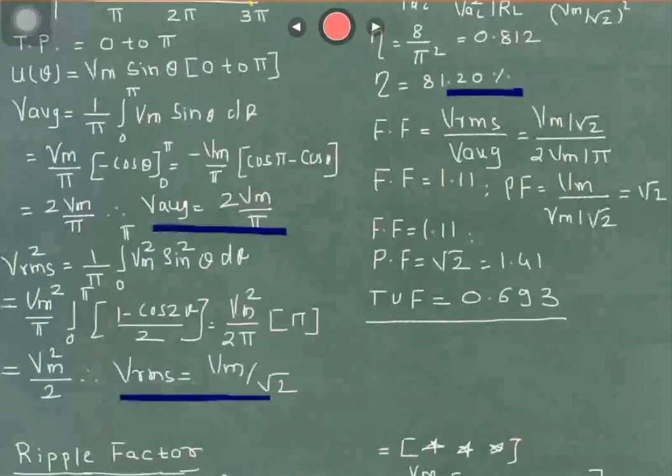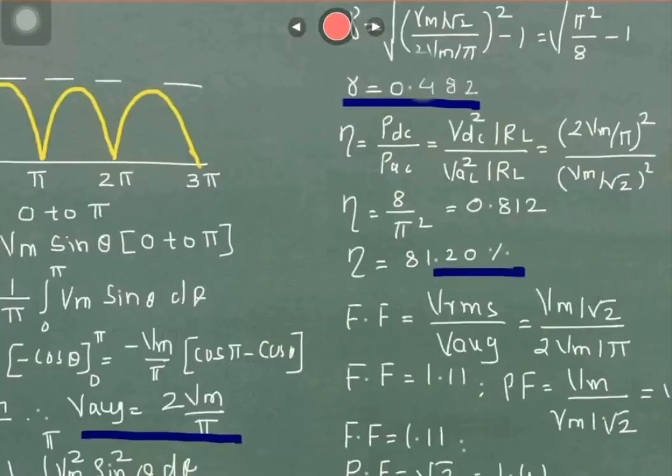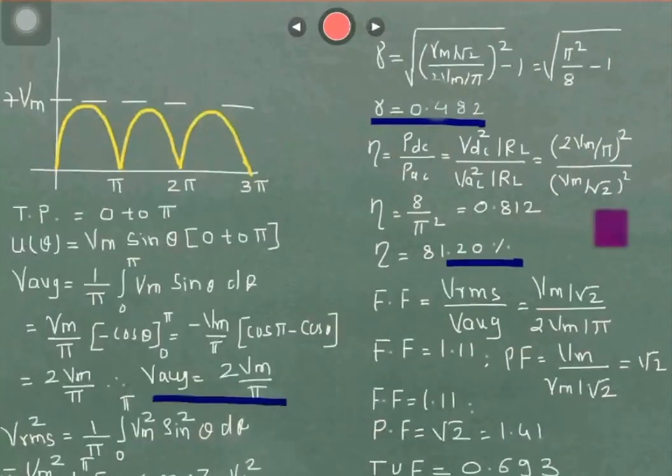Similarly, you do the calculations for the efficiency and you find that the value of efficiency is somewhere around 81.20%. So in this manner, we have seen the comparison between the half wave rectifier and the full wave rectifier. We have seen how the half wave and full wave rectifiers work. We have seen their mathematical analysis and many things.